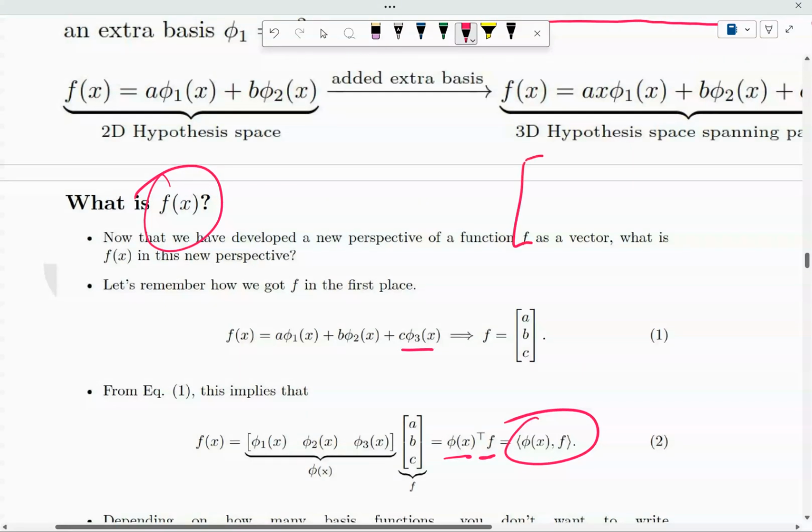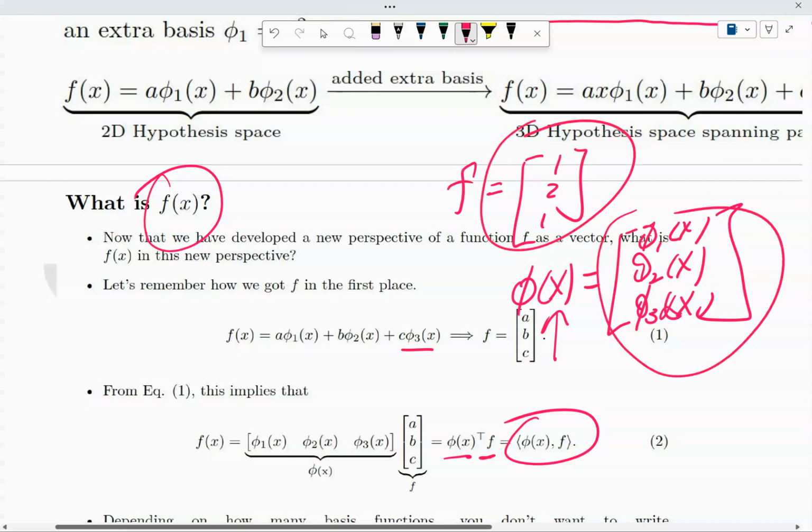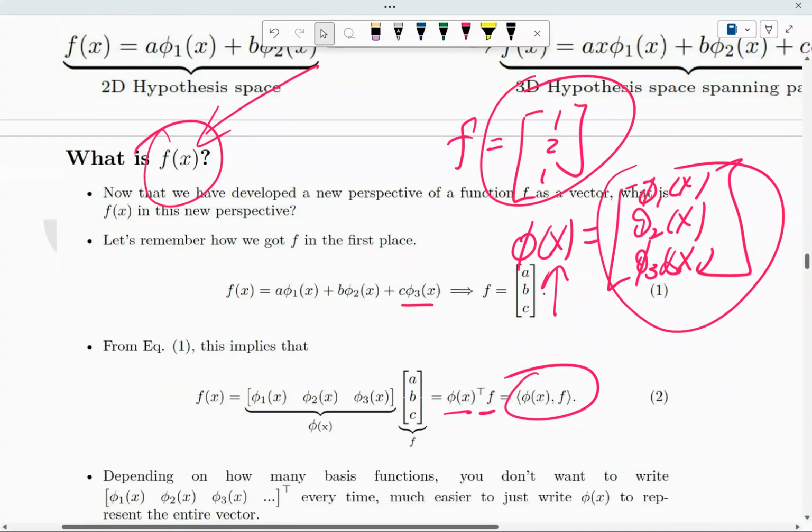If you know f is a point in space, right? So this is f. Now what you do is you find phi of x, which let's say is, I don't know, you plug x into phi 1 of x, phi 2 of x, phi 3 of x. Right? So now you have a vector and a vector, and you take the inner product. That is how you could find the result of f of x in this new perspective. Okay?